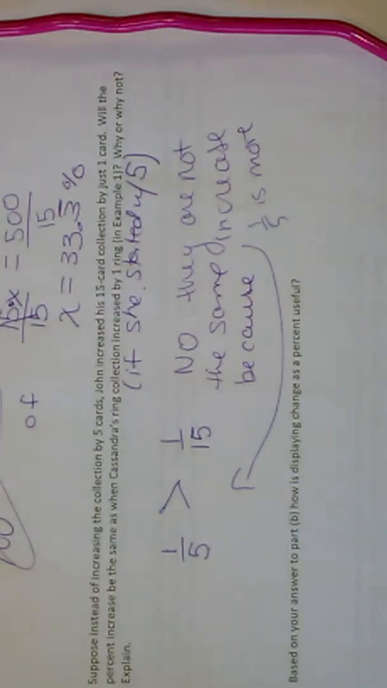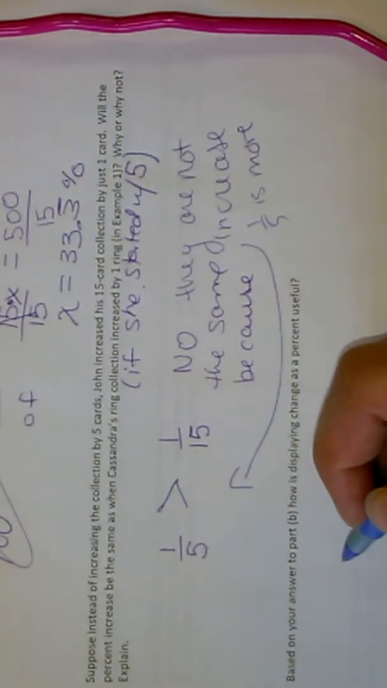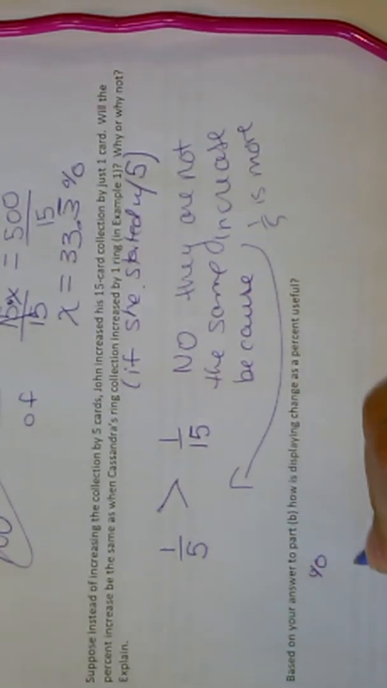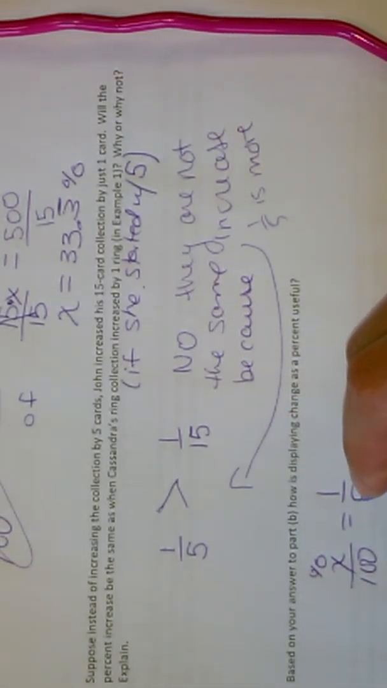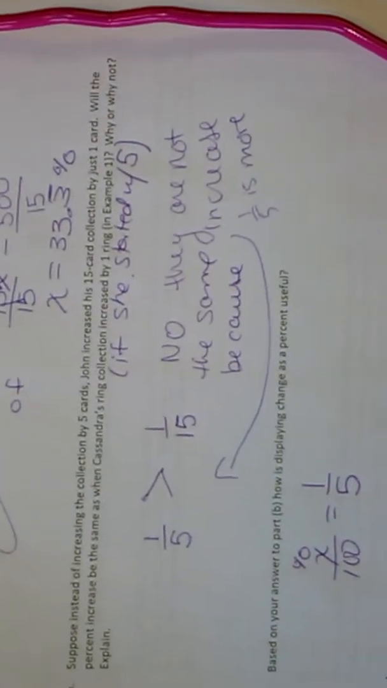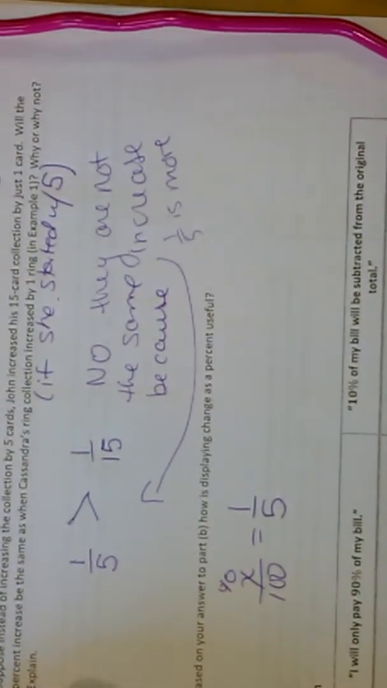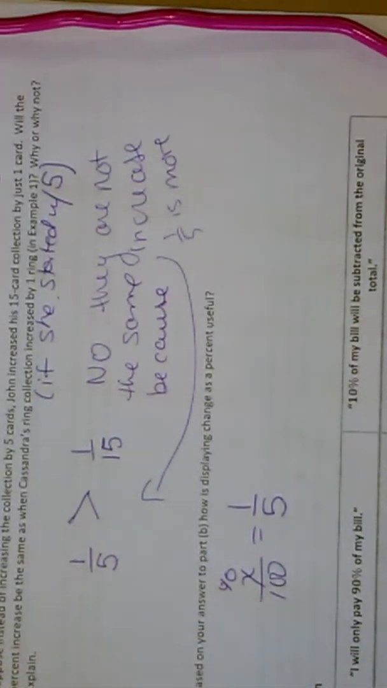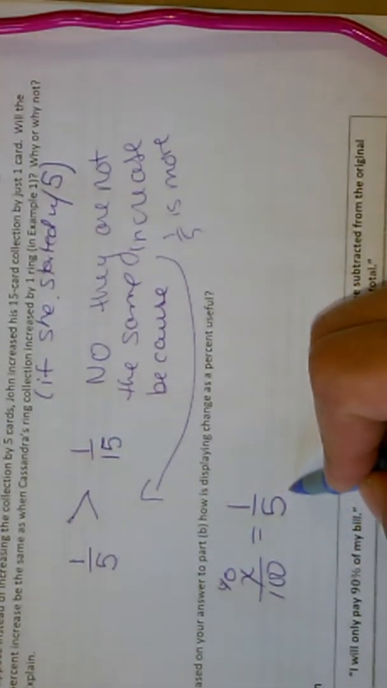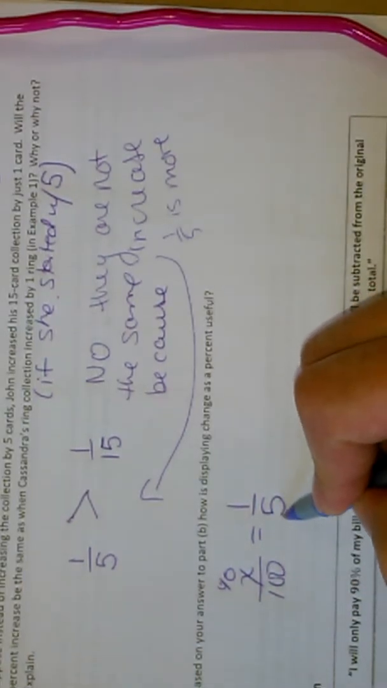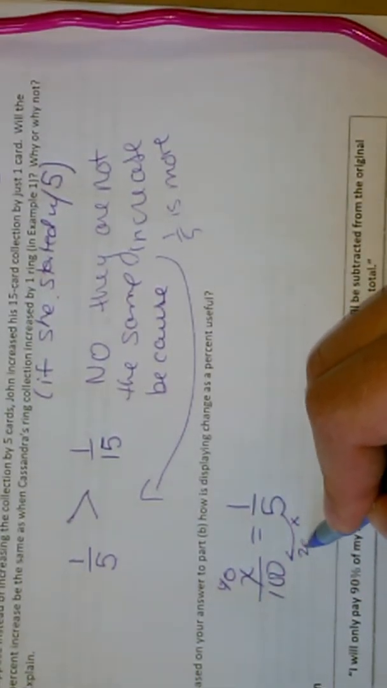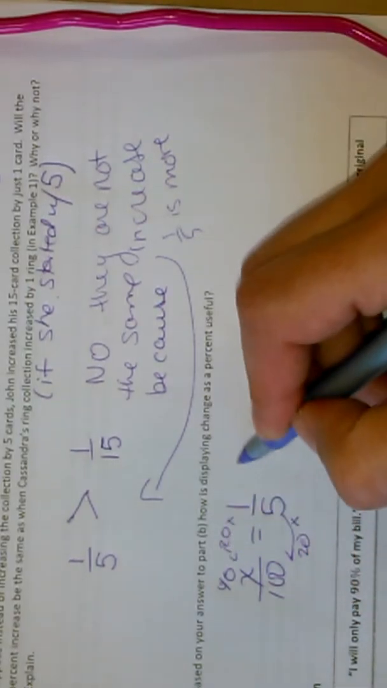All right, so based on your answer to part B, is displaying the change as a percent useful? Well, I didn't display it as a percent. So how would I do this as a percent? I'm trying to find the percent, so the X would go here. And if I did this, what is X? Pause it. Okay, if you've unpaused it, then I could do cross multiplying, but I can go from 5 to 100 pretty quick by just multiplying by 20. So 1 times 20 means this is 20%.